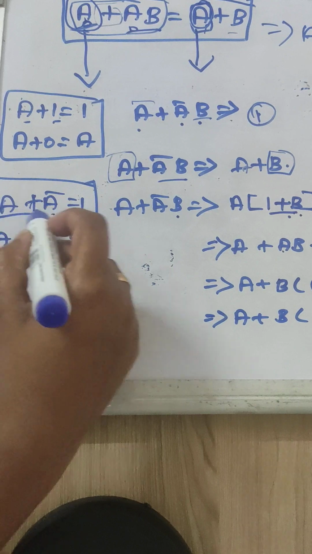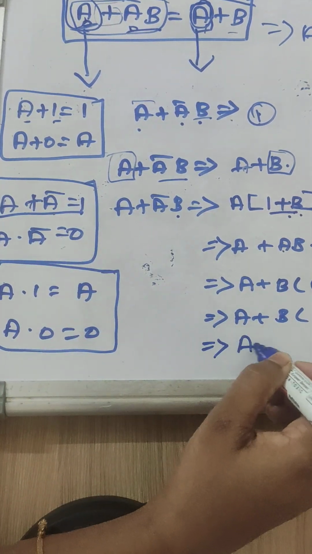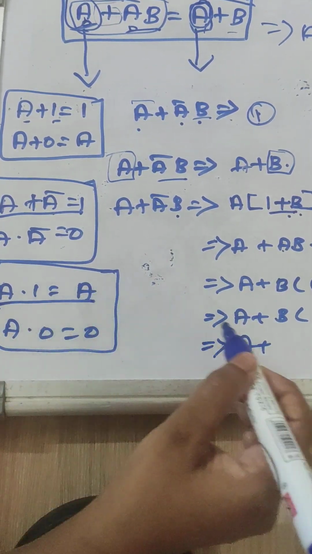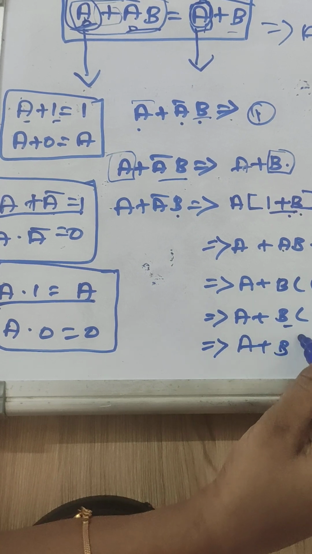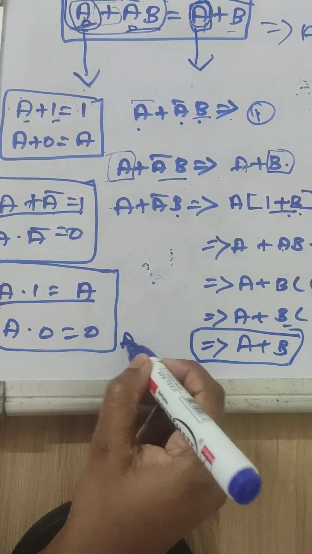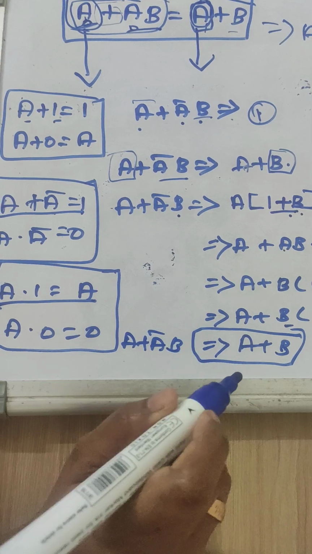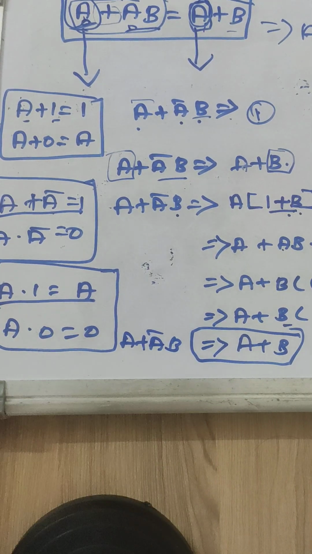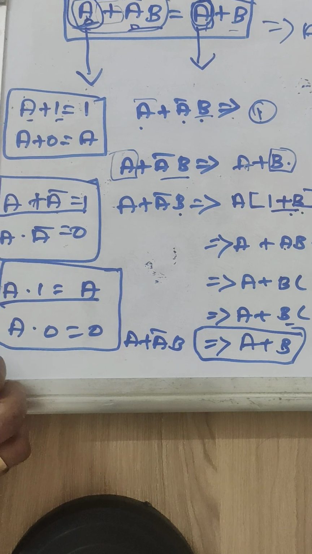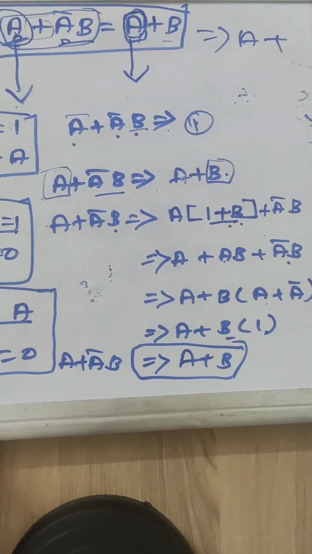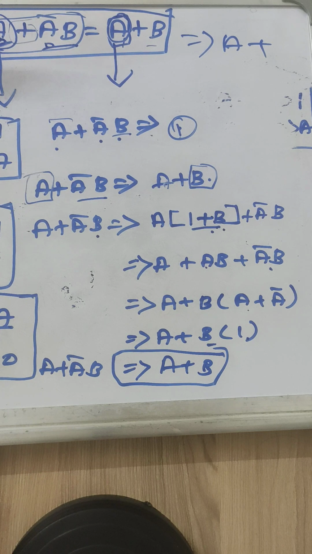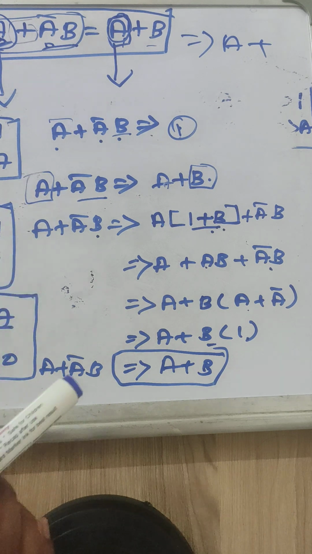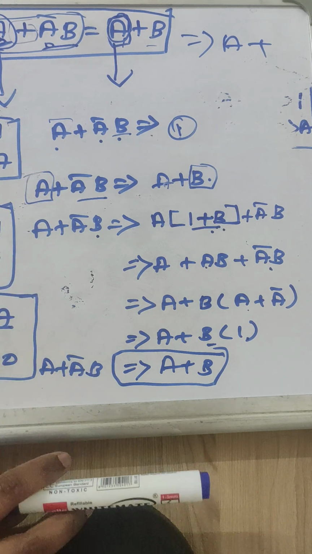So here it is A plus B into 1. A plus A bar is 1, and A into 1 is A. That means anything into 1 is that thing. So here is the proof that A plus A bar B equals A plus B. Yeah, this is the thing, right? Here we have this one as A, and we have to eliminate the B, so that's why we are coming with this. Yeah, this is the proof for this particular one. Thank you.